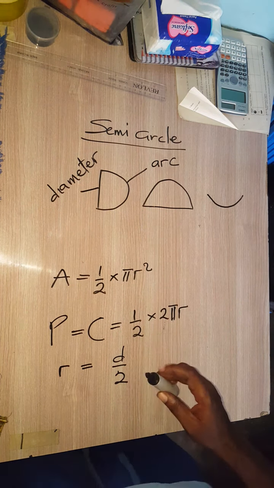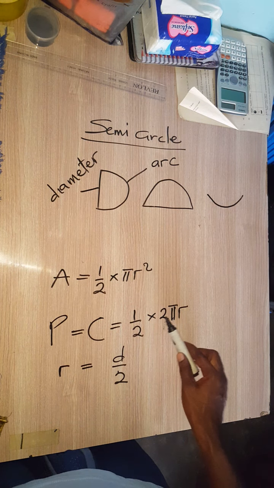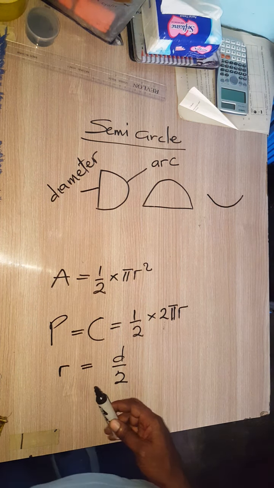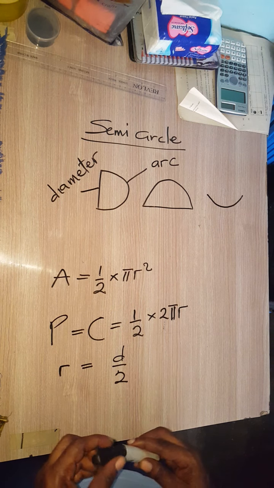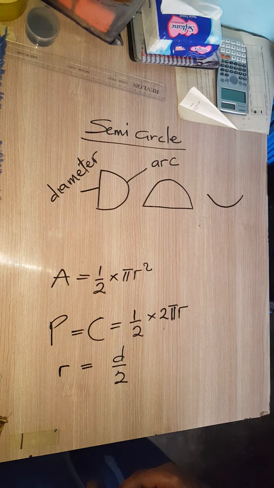That is giving us P equals C, which is perimeter equals circumference, or the perimeter is the same as the circumference, and it is equal to half times 2 pi r, where the r is giving us diameter divided by 2. I'm going to clean the board, and then we see worked examples.